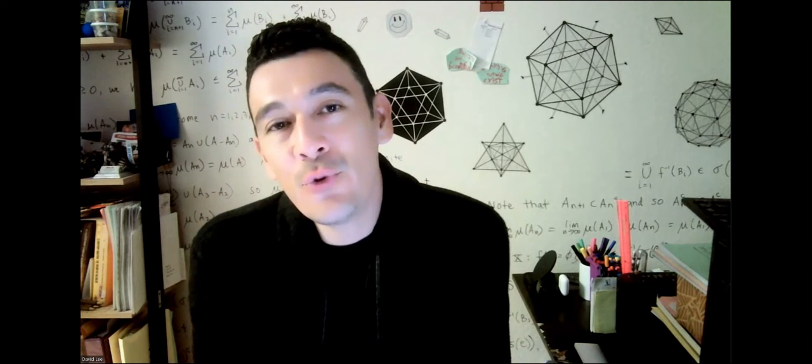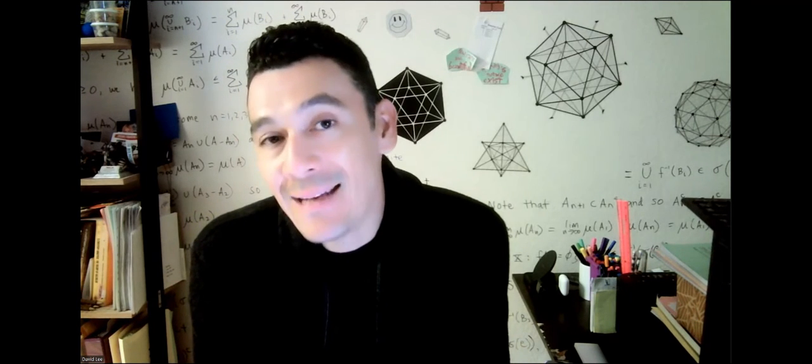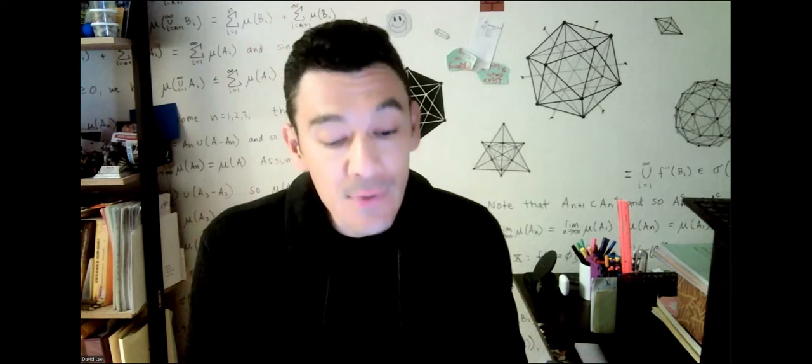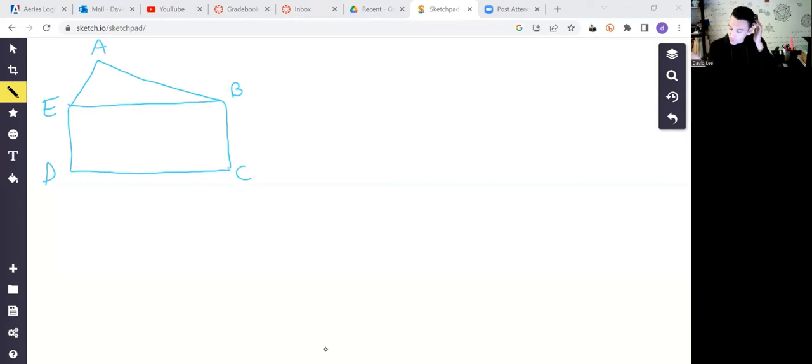Okay, so let's go through number three from the handout from today in class. You have the worksheet in front of you. It says that EA is 8 feet. So this is eight. And then another one is that EA is congruent to CB. So this is also eight. Now, because this is a rectangle, opposite sides are congruent. So this is also eight.